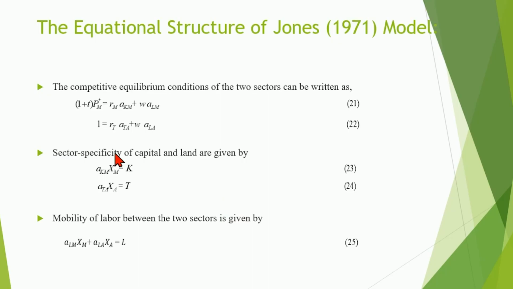Now, the equational structure of the Jones 1971 model can be represented in this way. Here, in the price equation for the manufacturing sector, we get the factors labor and capital, whereas in the price equation for the agricultural sector, we find labor and land. Equations 23 and 24 represent the full employment conditions for the specific factors, and equation 25 represents the full employment condition for the mobile factor labor.